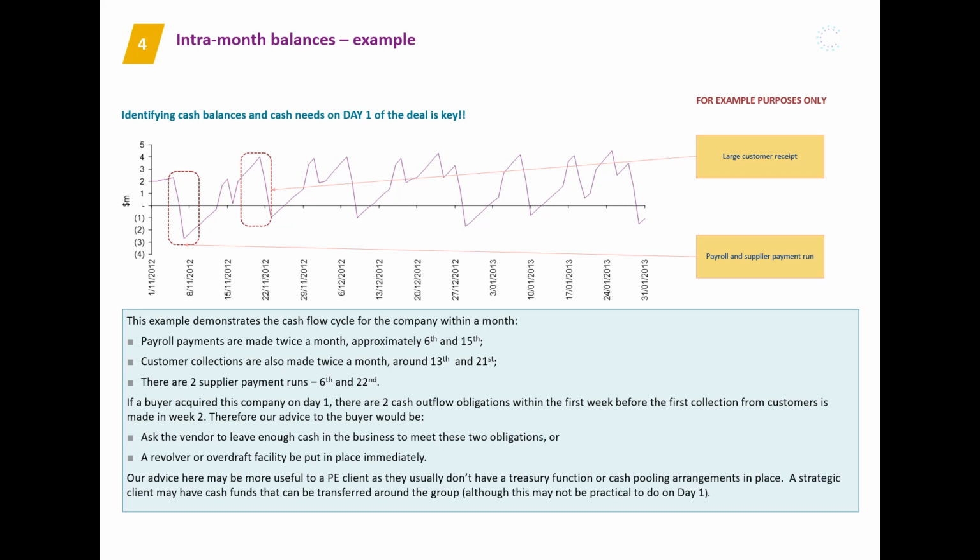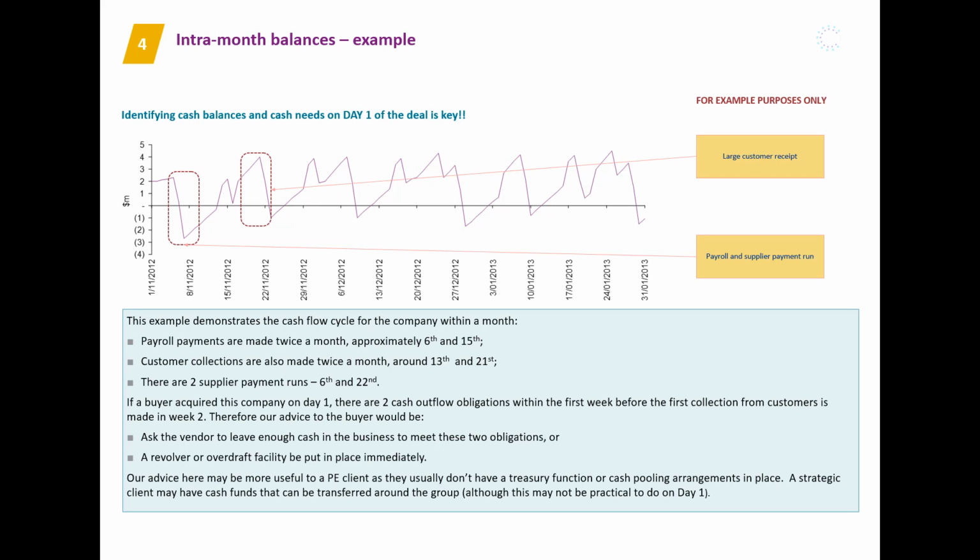So let's talk through this theoretical example that we've got above. This example demonstrates the cash flow cycle for a particular company within a month. Payroll payments are made twice a month, approximately around the 6th and the 15th. Customer collections are also made twice a month, around the 13th and the 21st. And there are 2 supplier payment runs on the 6th and 22nd.